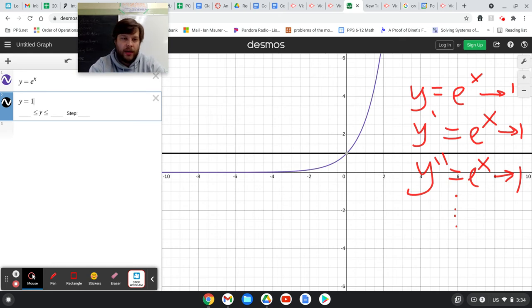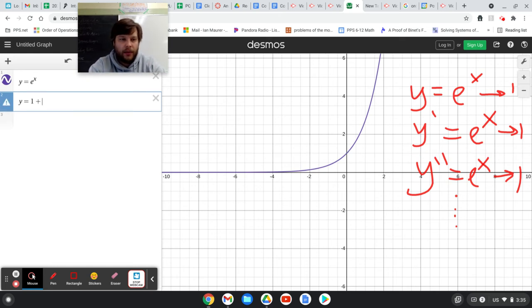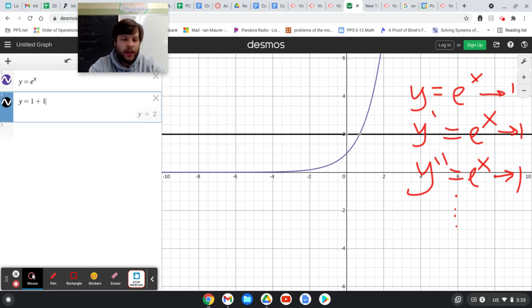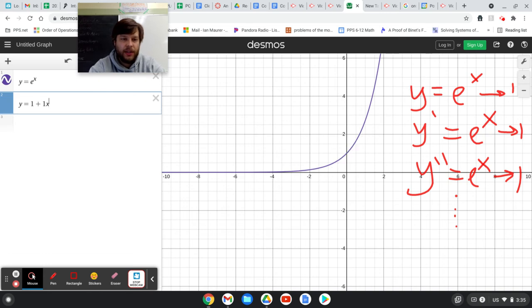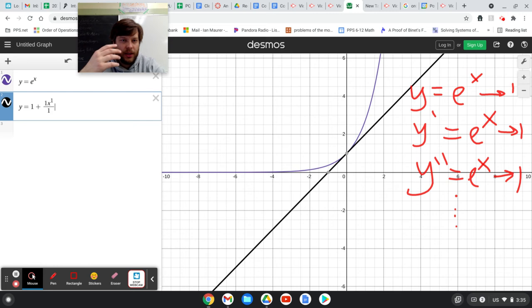Now I'm going to add on y equals 1 plus 1x. And I can be redundant and raise it to the first power and divide it by 1, just so you can really get used to the structure of a Maclaurin series, where the number of the derivative matches the power of x matches the factorial on the bottom. So I guess I should make that 1 factorial just to be thorough. You can see the line is better than the horizontal line was, but it's really not much better.